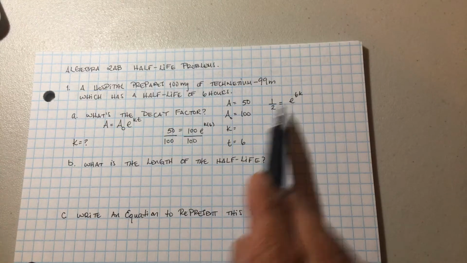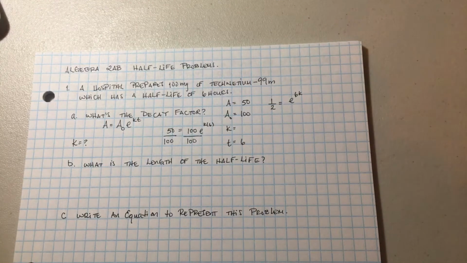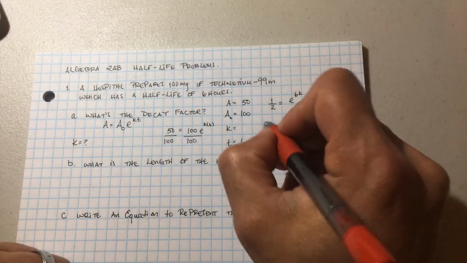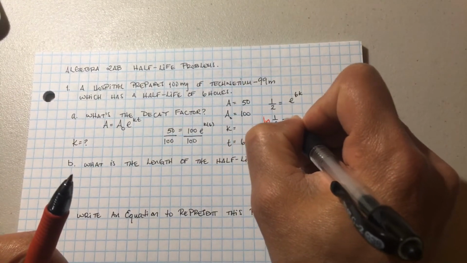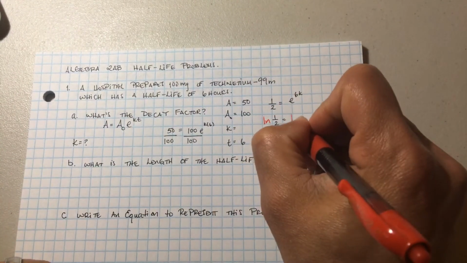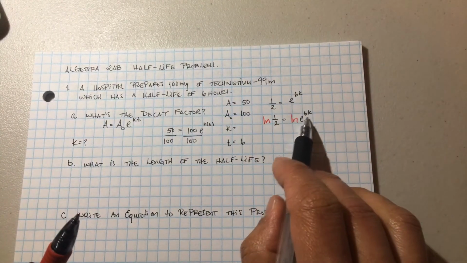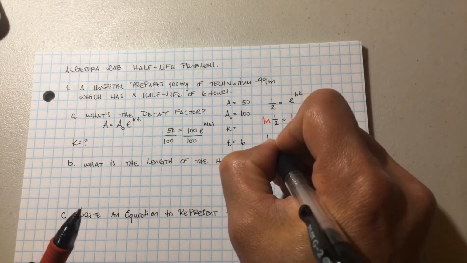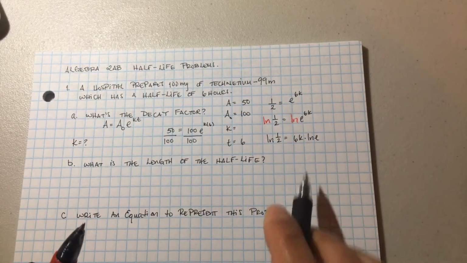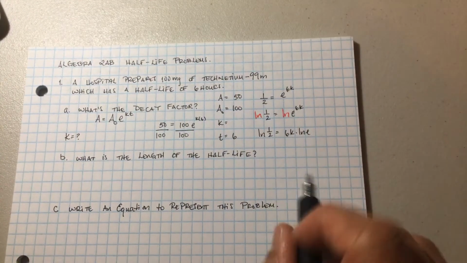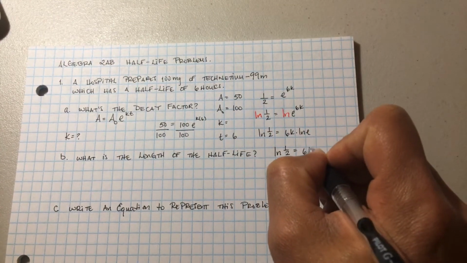Now we have this. How do I get this K down? Remember, you're going to use your properties of logarithms. Because it's a base of e, you use ln. ln of 1/2, and the same thing on the other side, ln of e to the 6K. Now remember the power rule: with a log and a power, the exponent can come to the front. So ln of 1/2 equals 6K times ln of e, and ln of e is equal to 1. So you just have ln of 1/2 equals 6K.